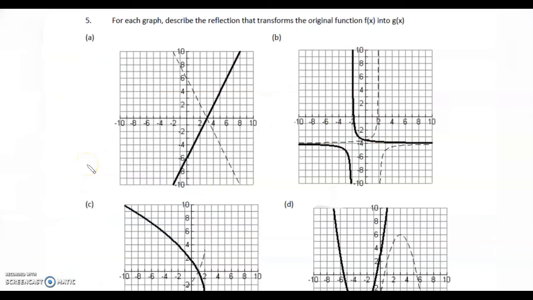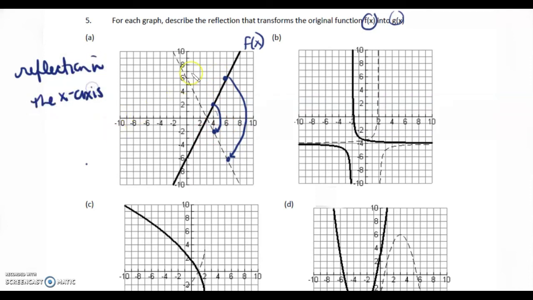Okay, for each graph, describe the reflection that transforms the original function f(x) onto g(x). I'm assuming the original function is the solid line. So this to me is a reflection in the x-axis. It went from, for example, 2 to -2, and it went from 6 to -6, right? So I'm going to say reflection in the x-axis. Yeah, and then that's it.